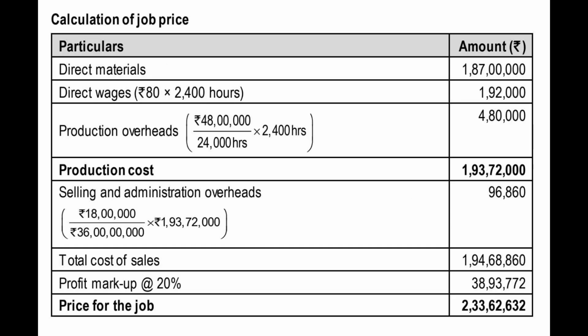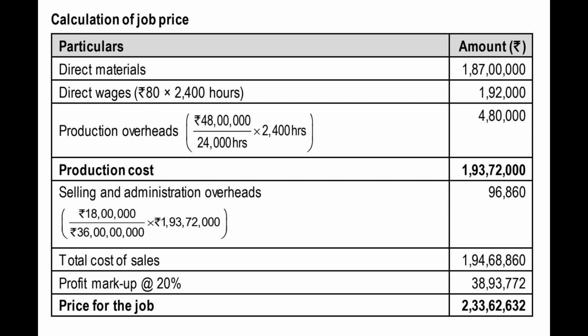Right. Calculation of job price. There should be two columns. The first column should be particulars. The second column would be amount in rupees. Direct material is given in the problem, so straight away we have to update. Calculation of job price is nothing but adding all the costs incurred towards completing this particular job. Then we add 20% margin on the total cost derived. The resulting figure would be called the price for the job.